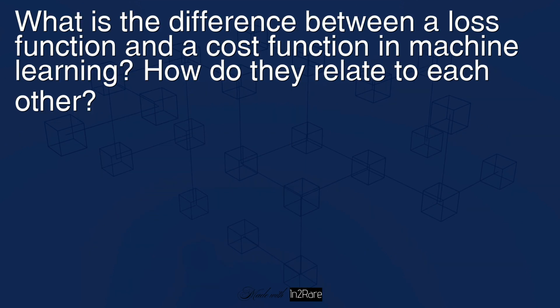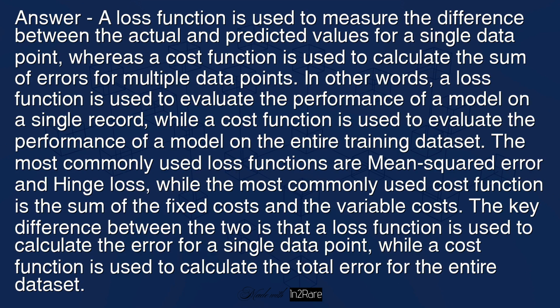What is the difference between a loss function and a cost function in machine learning? How do they relate to each other? Answer: a loss function is used to measure the difference between the actual and predicted values for a single data point, whereas a cost function is used to calculate the sum of errors for multiple data points. In other words, a loss function is used to evaluate the performance of a model on a single record, while a cost function is used to evaluate the performance of a model on the entire training dataset.